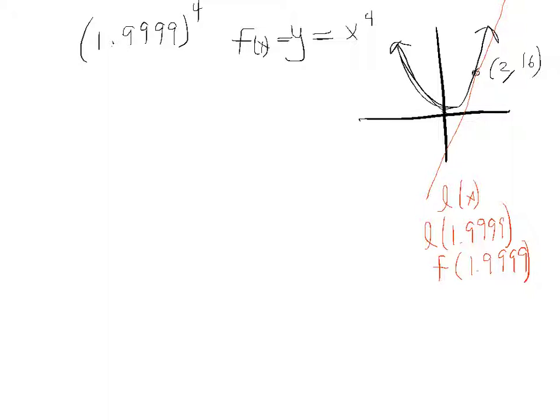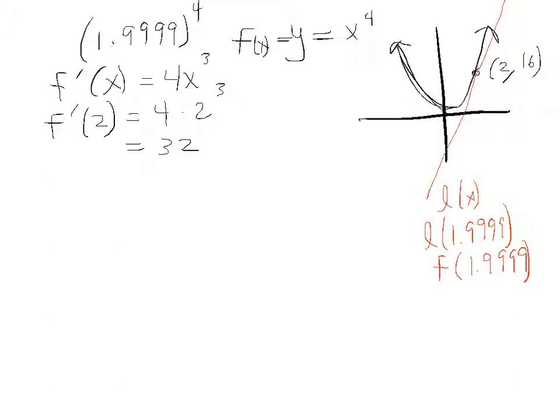Alright, so to find the equation of that line, I need the derivative, which is 4x to the third, and I need the derivative at that point, the point that I know, which is 2, which would be 4 times 2 cubed. So that's 8 times 4, or 32. So there's the slope of that line, and the point is right here, we know that. So the equation of that tangent line, which we'll call L of x, is going to be 32 times x minus 2 plus 16, point slope form.